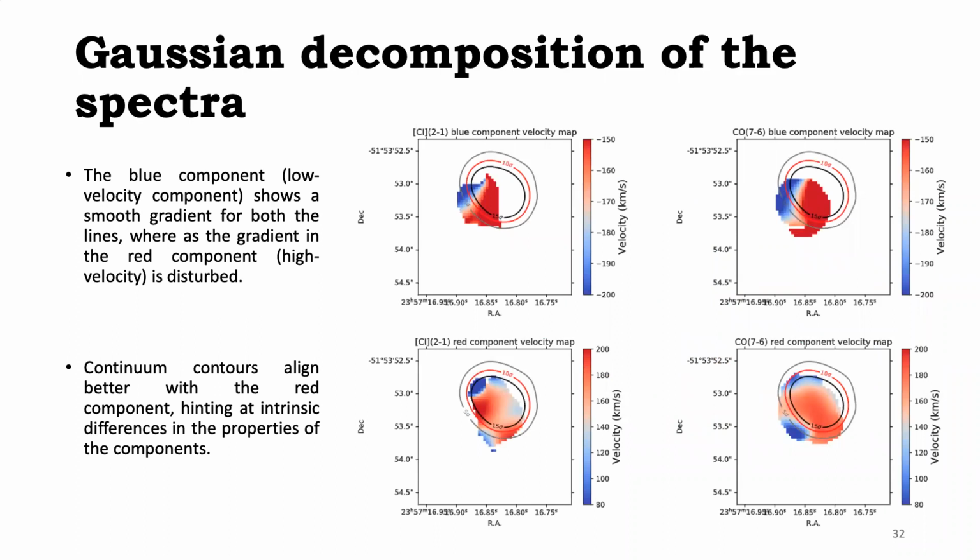The velocity map constructed with this decomposition method shows us a blue component and a red component, where the gradient for the blue component seems to be very smooth. On the other hand, the red component seems to be a bit more distorted. And when we overlay the contours of the continuum emission on these components, we can see they align better with the red component than the blue component, which could hint towards some sort of intrinsic differences between these components.